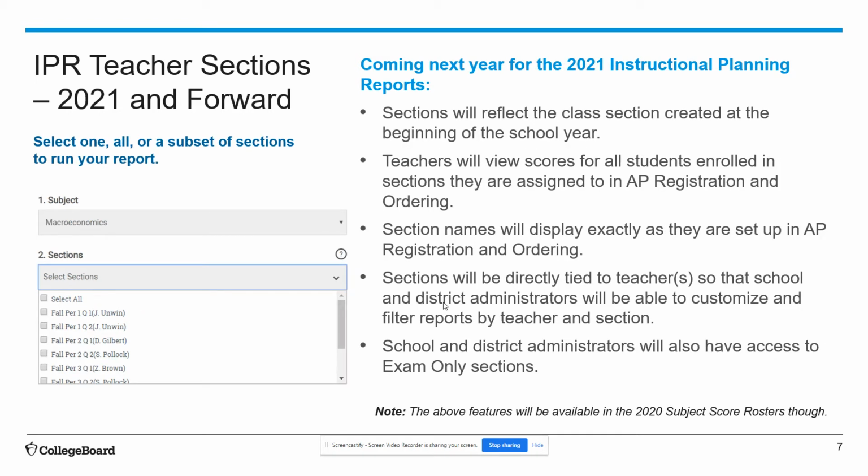In 2021, going forward, you are going to see those IPR reports based on how they were registered in the fall. And typically now the AP coordinators are registering them based on the class period. So you're creating a section code attached specifically to a class. And here, when you are looking at this person that teaches macroeconomics, notice the periods that they teach and the various teachers. So this is what you'd see going forward.